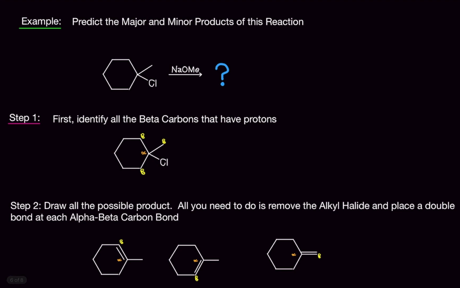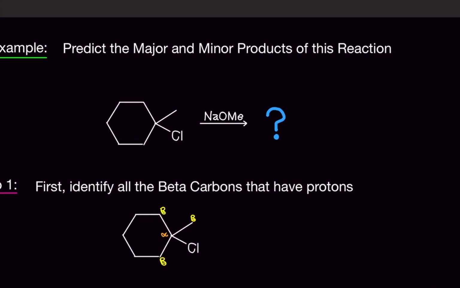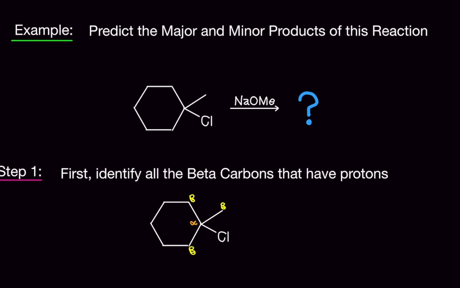So let's go over an example of how we accomplish a problem like this. Predict the major and minor products of this reaction. This is a very typical exam question.